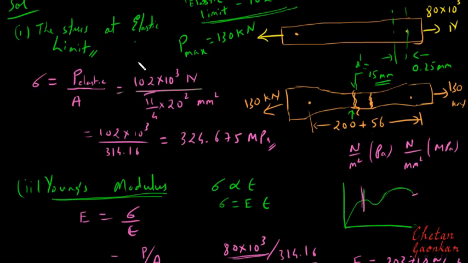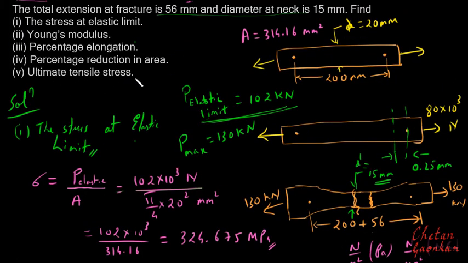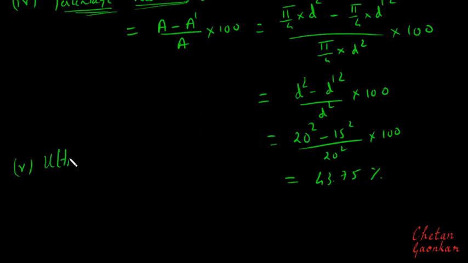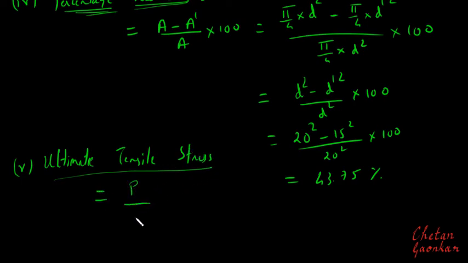And the fifth quantity which we need to find is ultimate tensile stress, right? We need to calculate ultimate tensile stress. So this is the maximum amount of stress which the material can withstand before it undergoes fracture or failure. So this can be calculated as, since this is stress, we know that it should be load by area.